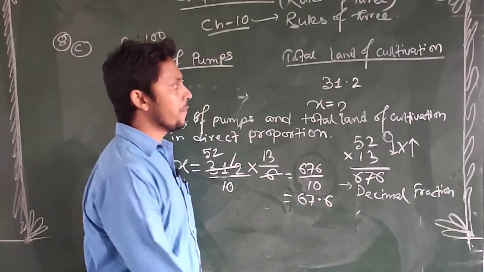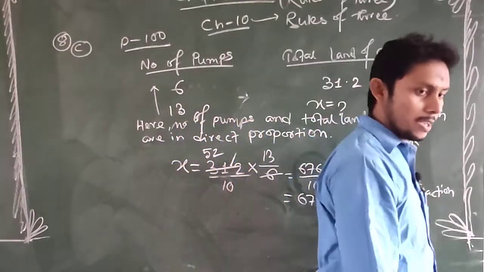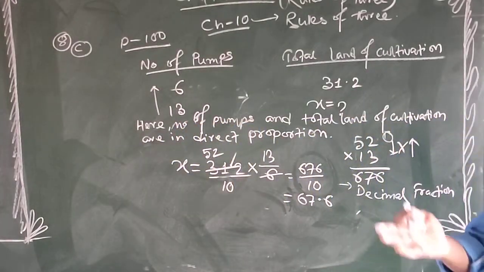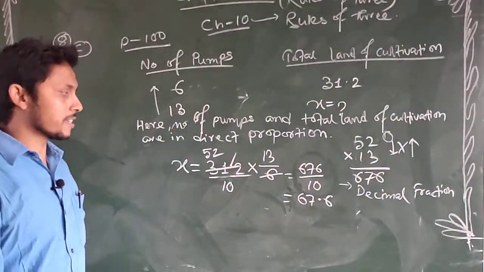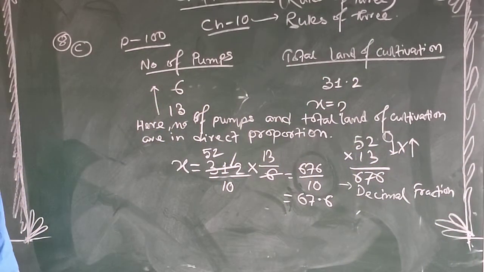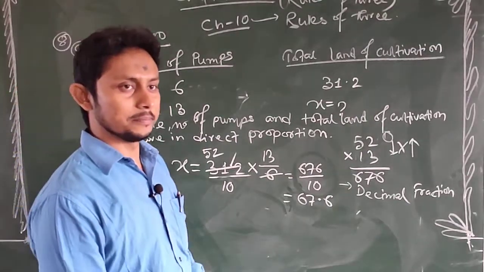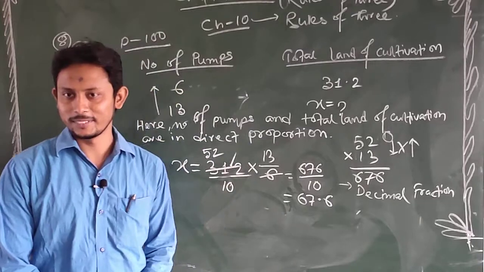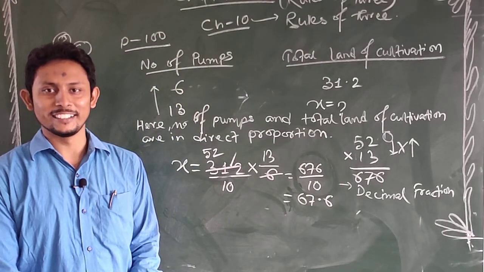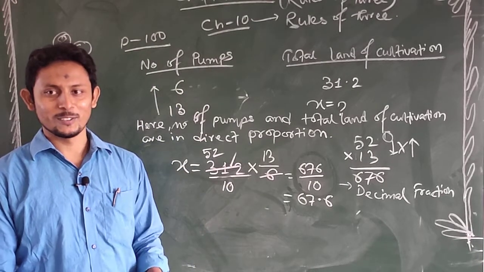So here, if it is hectare, or bigha, or acre, 13 pumps can give water to 67.6 hectare of land. Clear or not clear? Is there any doubt? No doubt? Clear?